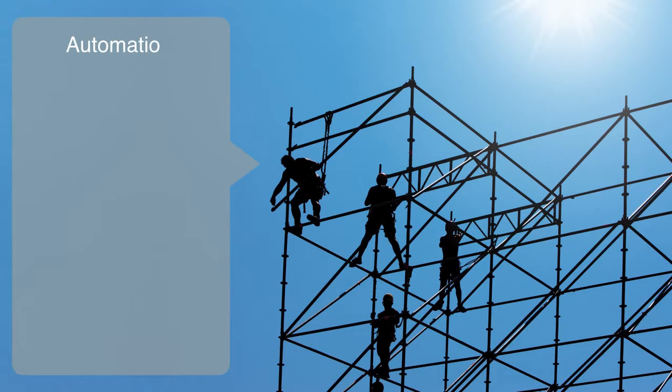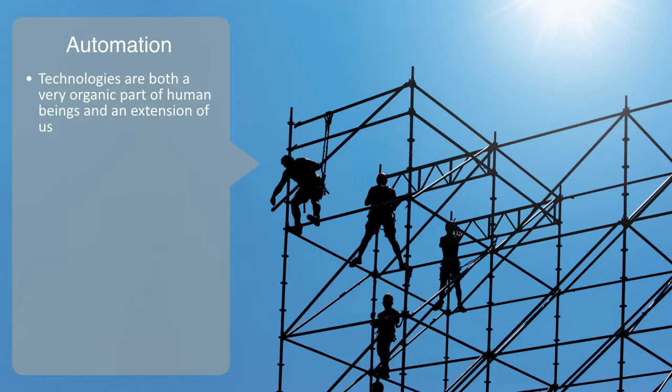Although technologies are different from natural systems, as we've already noted, we can only properly give them context by understanding them as also extensions of natural processes. Technologies are both a very organic part of human beings and an extension of us. Almost all technologies can be traced back to some initial process that was performed by our unaided natural physiology, whether we're talking about transportation performed originally by walking, or telecommunications performed originally by our vocal system.